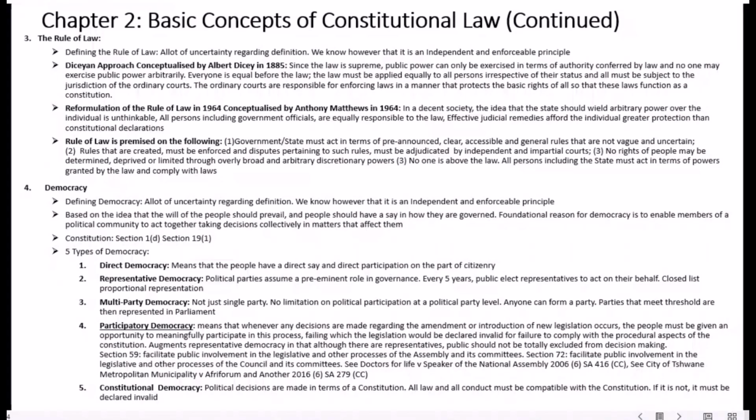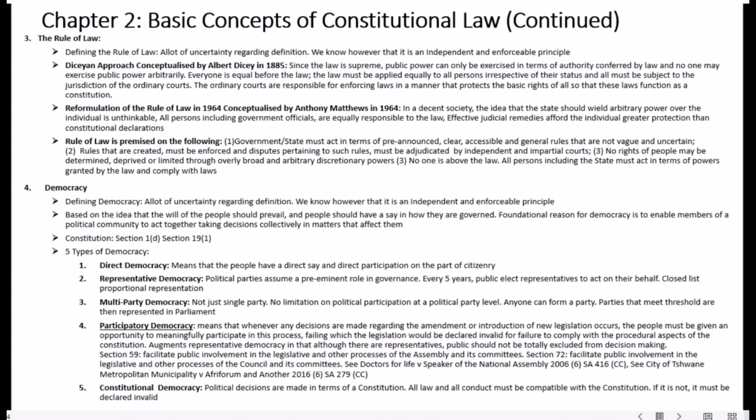We've also got multi-party democracy, so we don't just have a single party. There's actually no limitation on political participation. At a political party level, anyone can form a political party, and parties that meet the threshold are then represented in parliament. And then participatory democracy, colleagues, one of the concepts that Prof did actually mention is important.